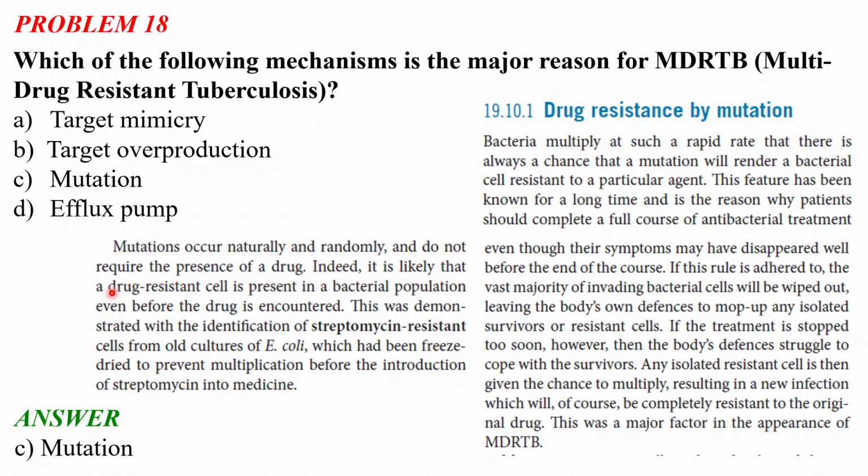Indeed, it is likely that the drug-resistant cell is present in the bacterial population even before the drug is encountered. This was demonstrated with the identification of streptomycin-resistant cells from the old culture of E. coli, which had been frozen to prevent multiplication before the introduction of streptomycin into the medium. So remember, mutation is the major reason for MDR-TB, or multi-drug resistant tuberculosis.